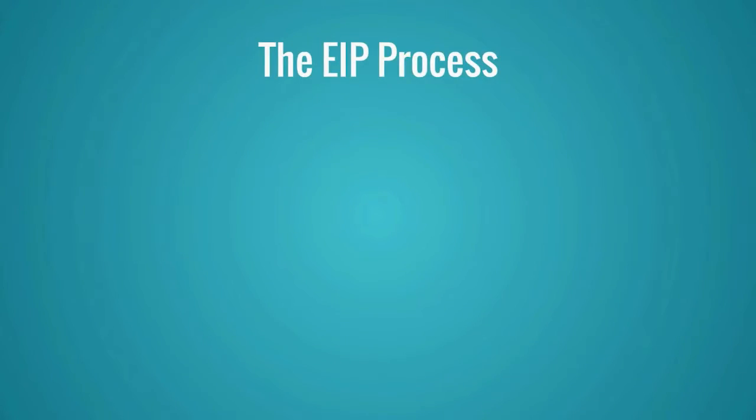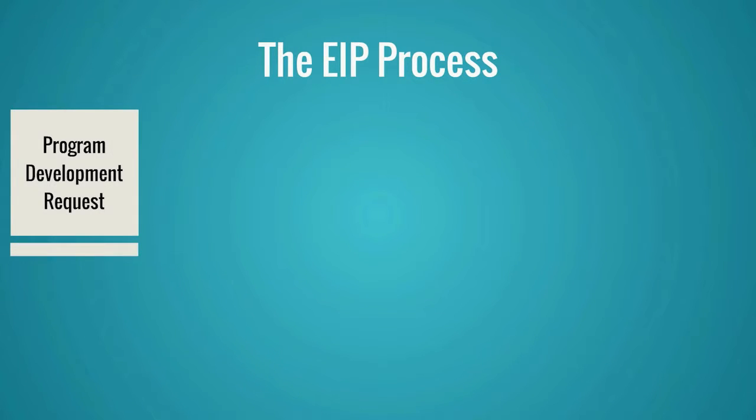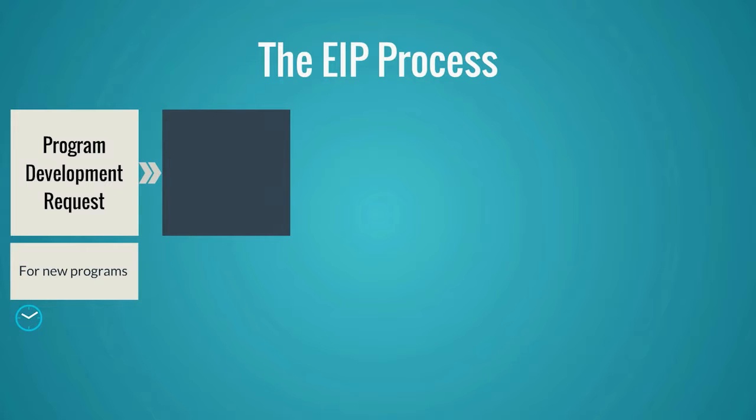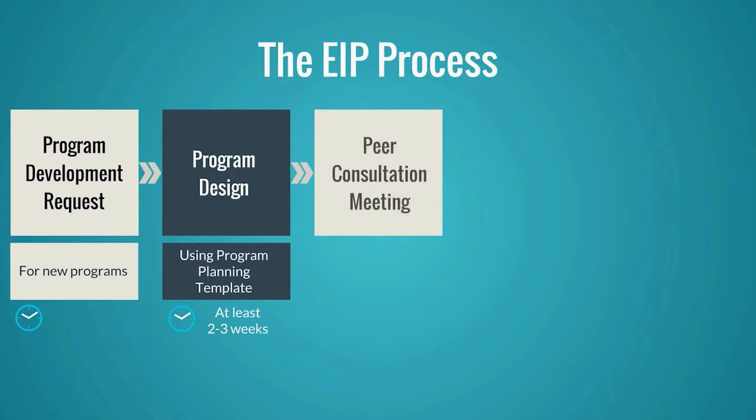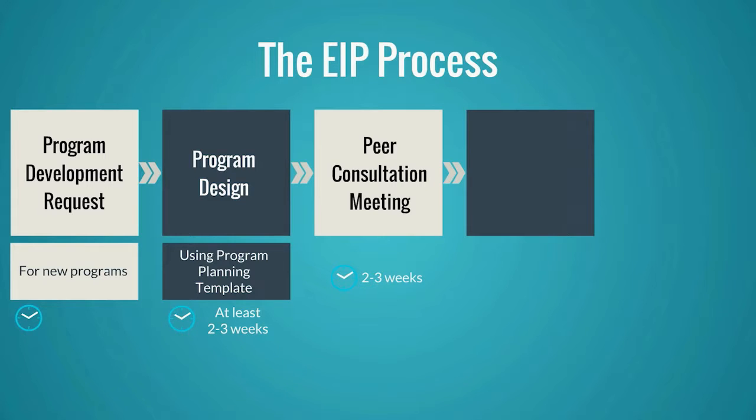Now that we've given a bit of background about EIP at Unison, let's see how it works. When you're designing a new program, be sure to allow enough time to complete the full EIP process. You shouldn't start your outreach for a new program until the complete EIP process has been done. There are 4 major steps in the EIP process. First, you complete the program development request form. This applies for new programs. Second is the program design phase, for which you'll use the program planning template. Third is the peer consultation meeting. And fourth is a discussion with your manager.